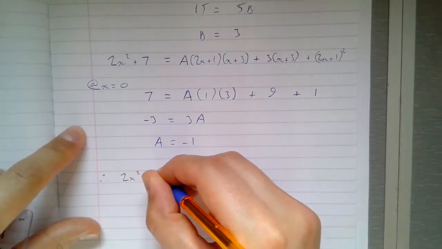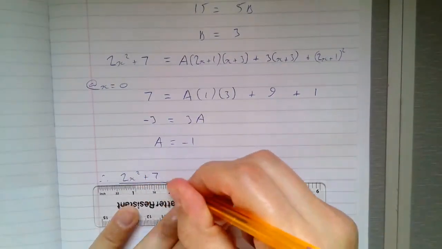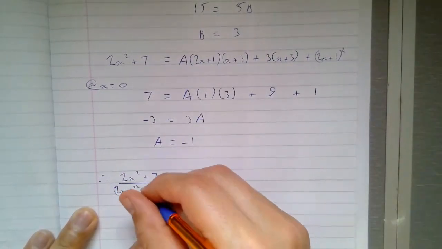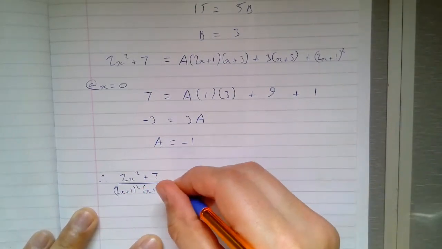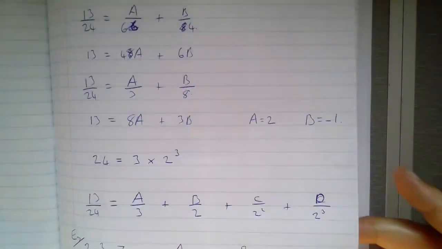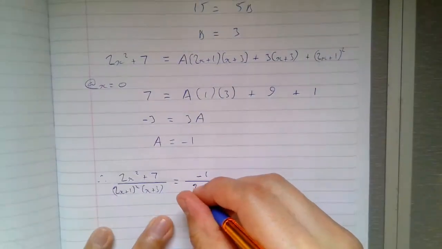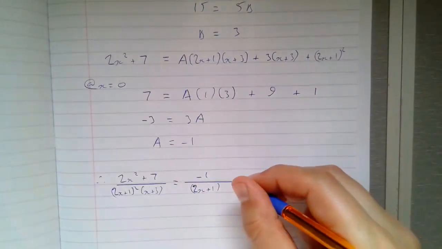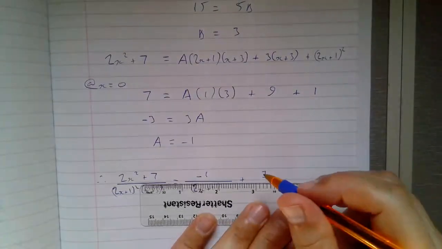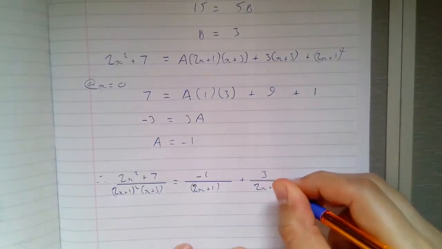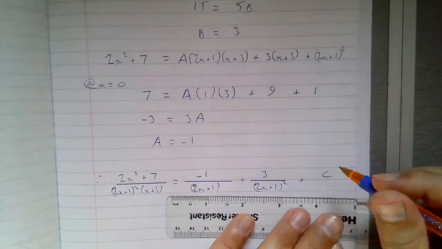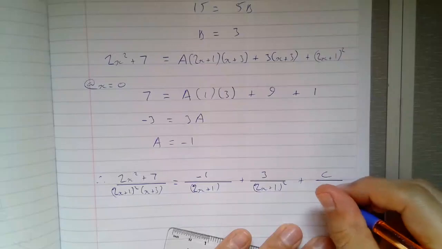Therefore, concluding statement, 2x squared plus 7 over 2x plus 1 squared times x plus 3 is equal to negative 1 over whatever the first one was, 2x plus 1, plus b is 3 over 2x plus 1 squared, plus c over x plus 3. And we're done.